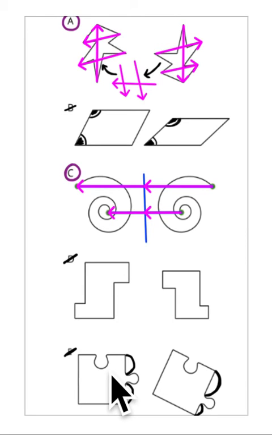So more practice on just identifying which images are the same and which images are different. Again, when things are the same, they are called congruent.